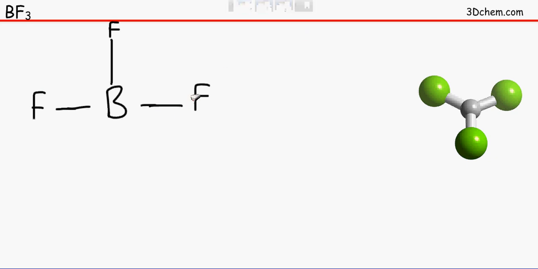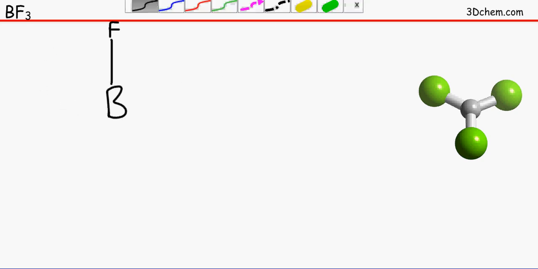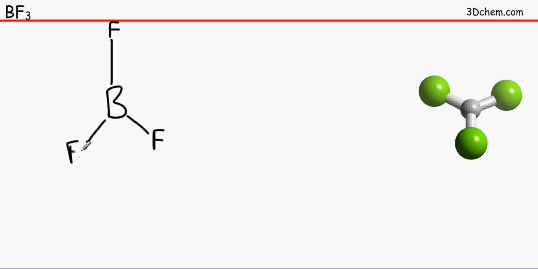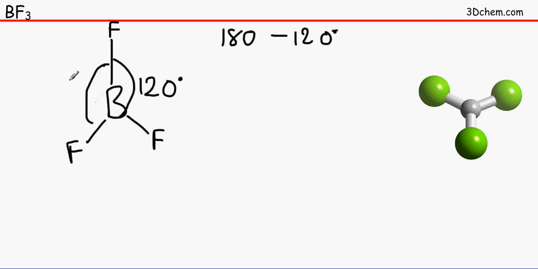So they end up like, let's draw it very quickly. They're going to end up like this. Okay, they're closer together, and the bond angle decreases from 180 to 120 degrees. So the bond angle for this is 120, 120, 120. This shape is called trigonal planar.